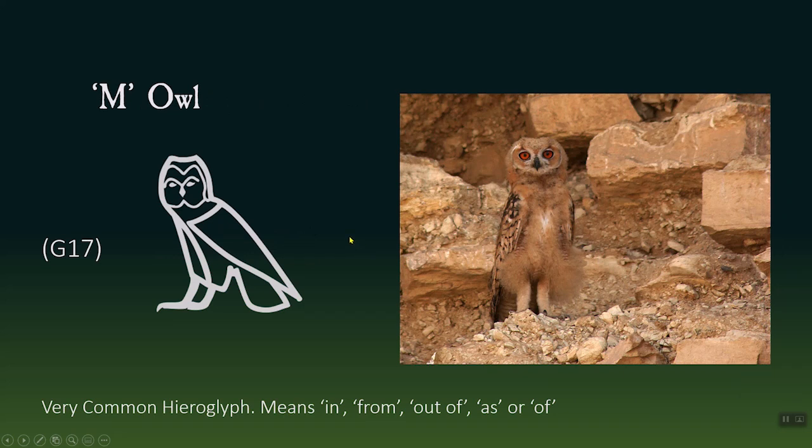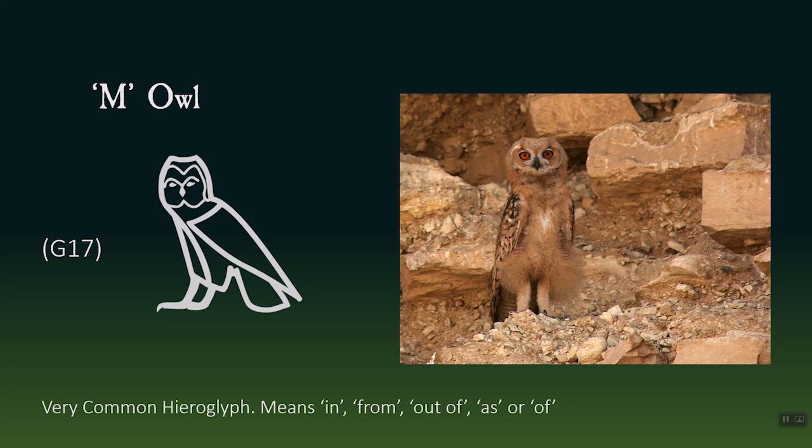Then we have M for owl. Now this is a very important hieroglyph. In fact, if you're writing hieroglyphs, as I was doing my course through Bob Brier, you get kind of tired of drawing this owl over and over and over again. It's a very broad hieroglyph. It was used for many different things. It's G17 in our JSesh software.